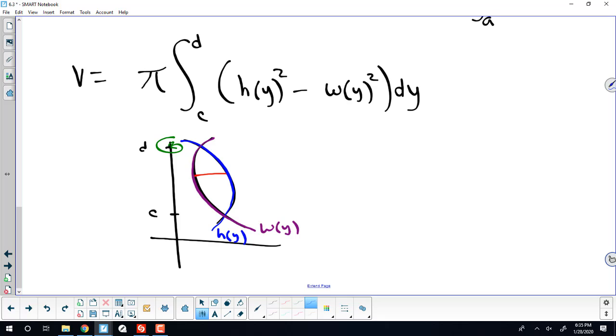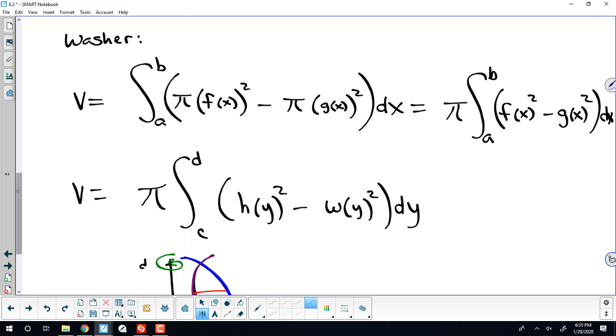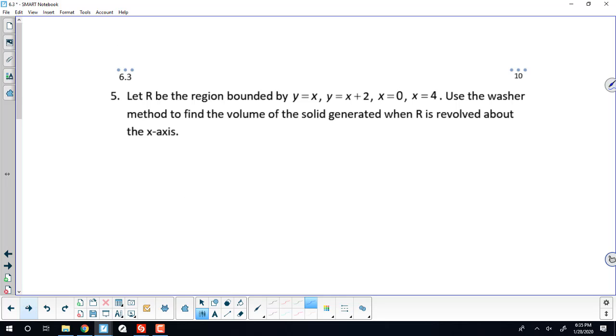But again, the way you know you're dealing with a washer, not a disk, is simply because the region we're bound by is not completely flush with the axis of revolution. So in that instance, we revolve this around the y-axis. Hopefully you can clearly see there's going to be a space that generates the hole in the washer, if you will. Does anyone have any questions here initially? Okay, so then we'll look at an example.